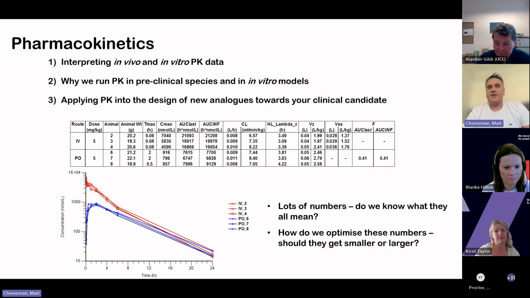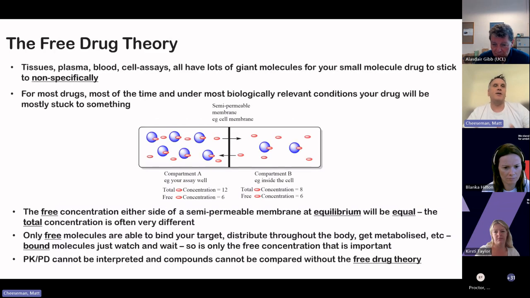Now, you might collect all these numbers together, but to be honest, they don't tell you a huge amount about whether your drug could possibly work. The reason for that is this big idea called the free drug theory. Even though you almost always just measure the total concentration of your drug wherever you can, that isn't really what's useful or what's driving the pharmacological effect. That has to be driven by the free concentration.